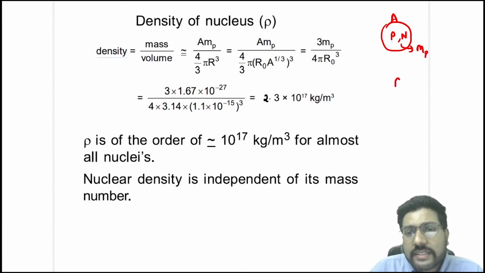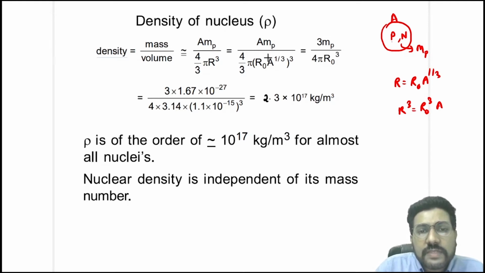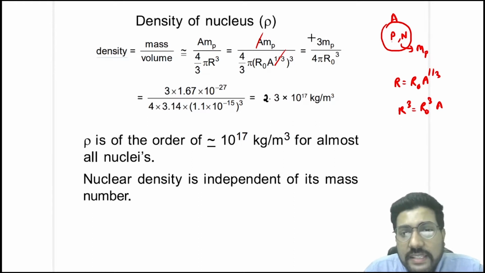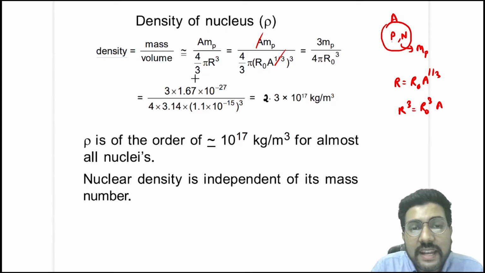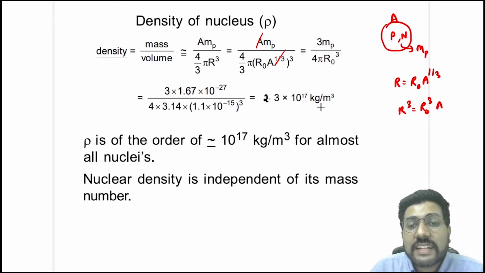Now you know that the radius is R = R_0 A^(1/3). So R³ will be equal to R_0³ A, right? So we can write here R_0³ A. Now you will see that this A and this A get cancelled out. If the A gets cancelled out, that means density is independent of the mass number. All these terms are constants. Mass of proton is a constant, R_0 is a constant, so the density will come out to be constant, and the value that will come out is 2.3 × 10^17 kg per meter cube. So this is the density of the nucleus.